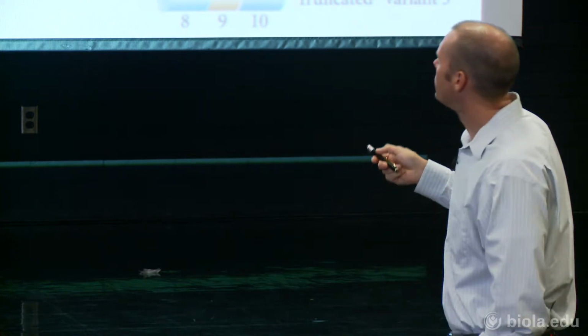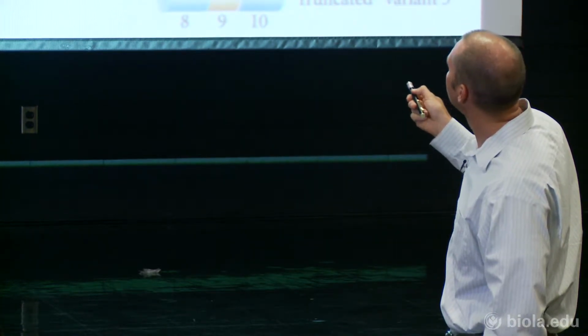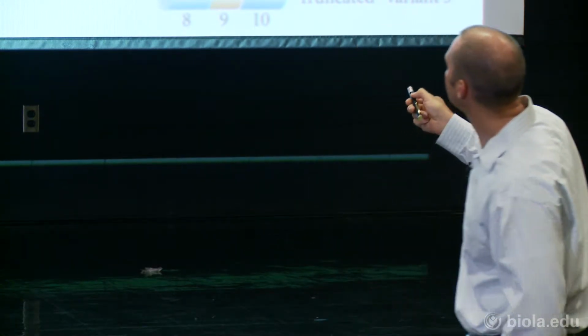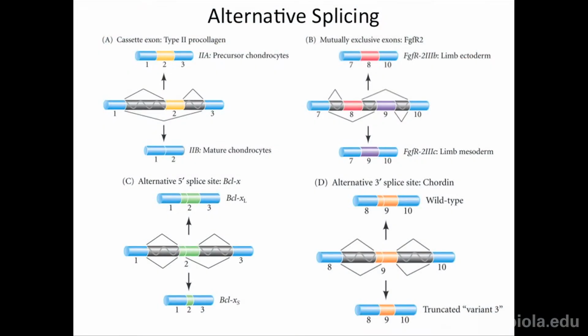You can also do alternative sites. So we'll do mutually exclusive as the next example. This is where the option is not to just put everything together. It's an either or question, right? Either you put in 8 and you splice out 9. So it's mutually exclusive. You get 8, or you can splice out 8 and include 9, either or, right?